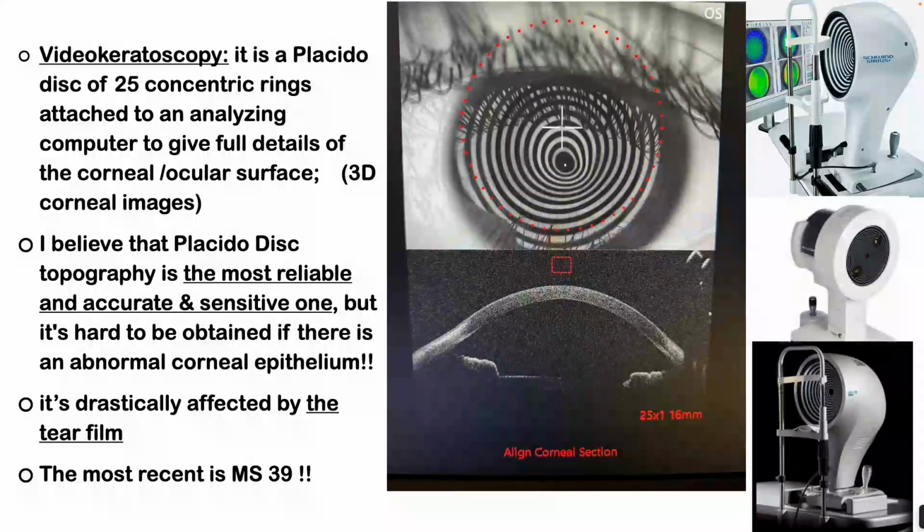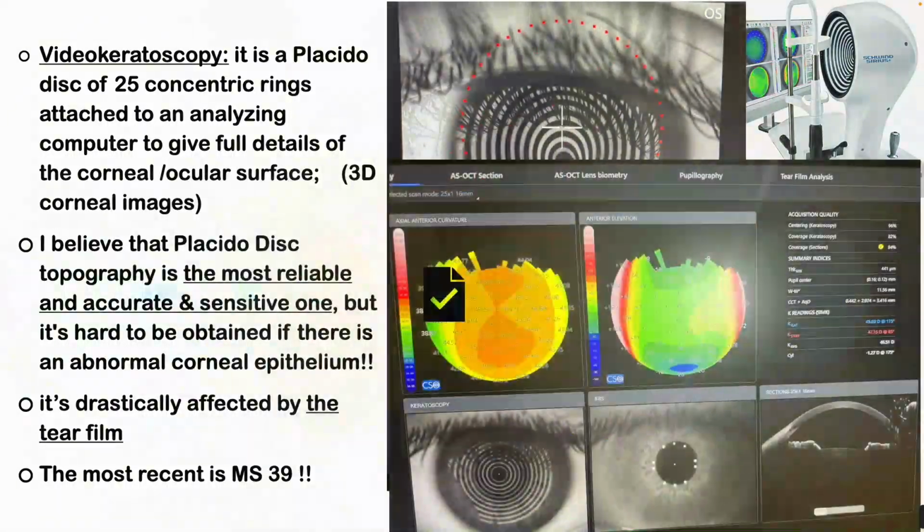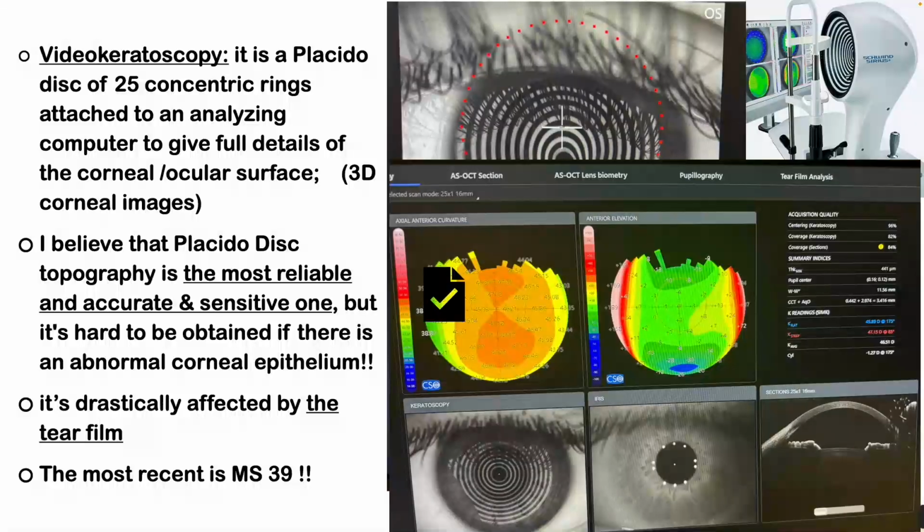It's drastically affected by the tear film. So the most recent one is the MS39 because it has two advantages. The first one is Placido disc topography and OCT-based tomography, so the anterior curvature map is obtained in the MS39 by both direct topography and the calculated anterior curvature map from the tomography data.